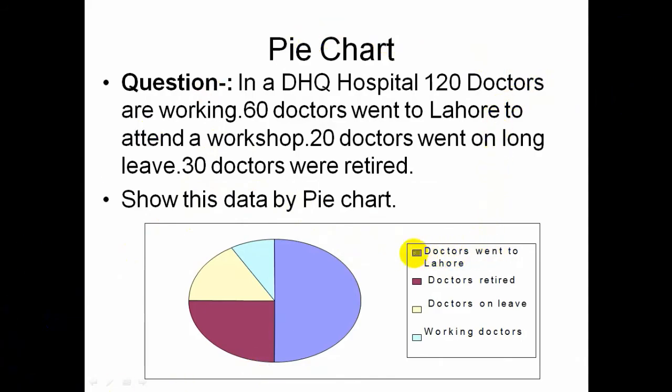This color represents doctors who went to Lahore. You see over here, this color is the largest area, this color represents doctors retired, this color represents doctors on leave, and this color represents working doctors. We see here 120 doctors are working, 60 doctors went to Lahore to attend a workshop, 20 doctors went on long leave, and 30 doctors were retired. So you see over here, this is the pie chart.